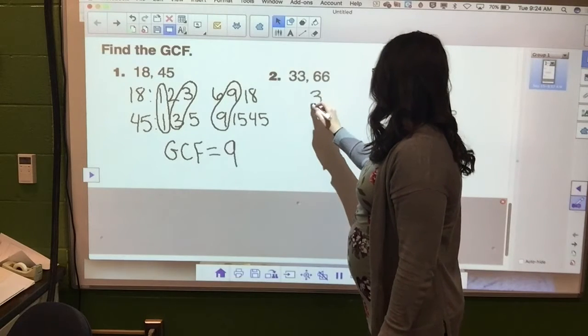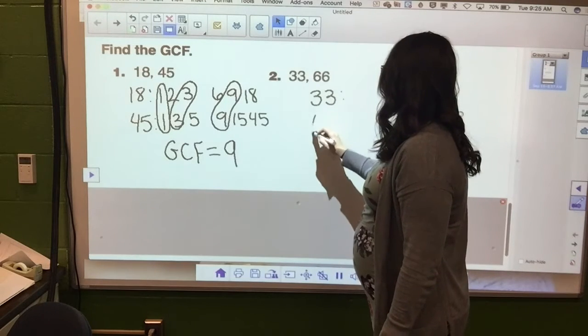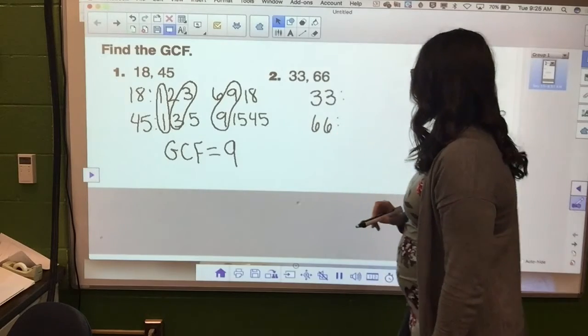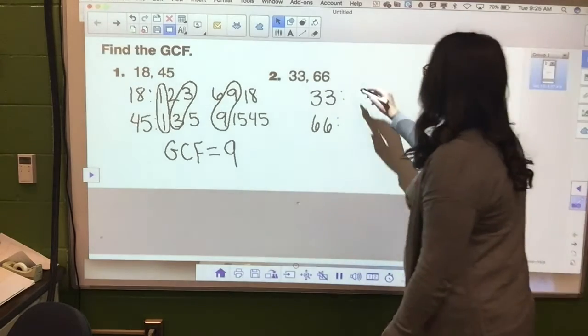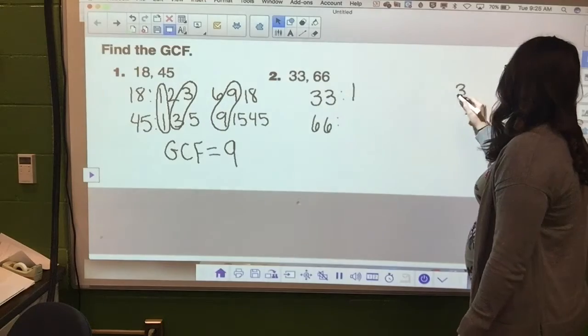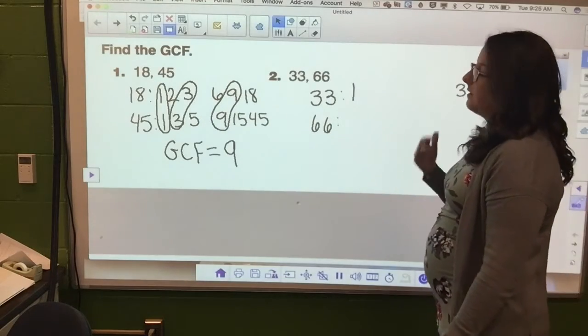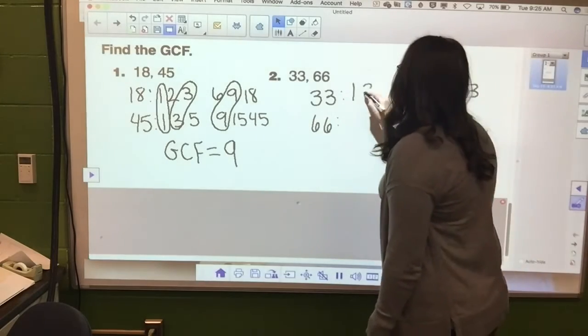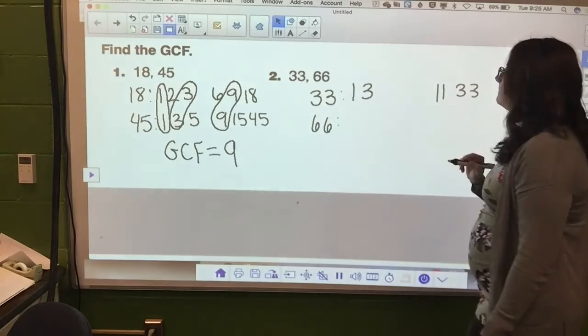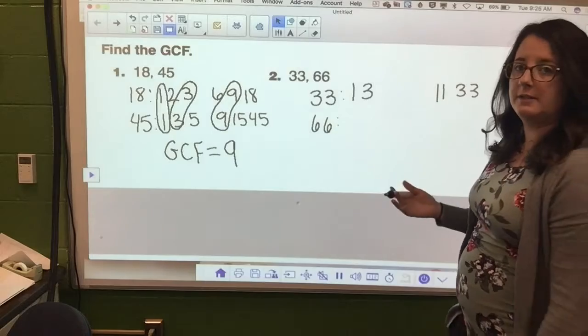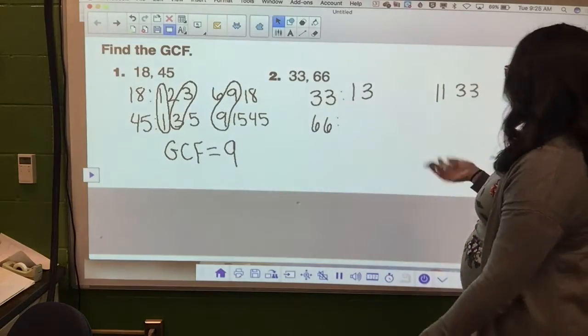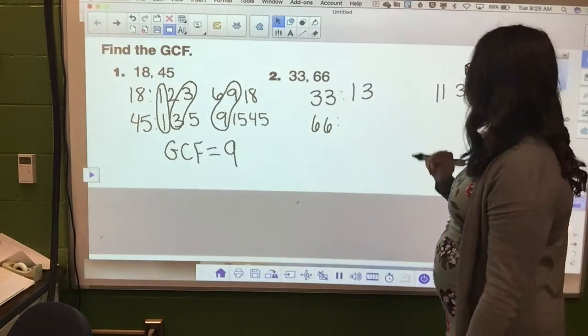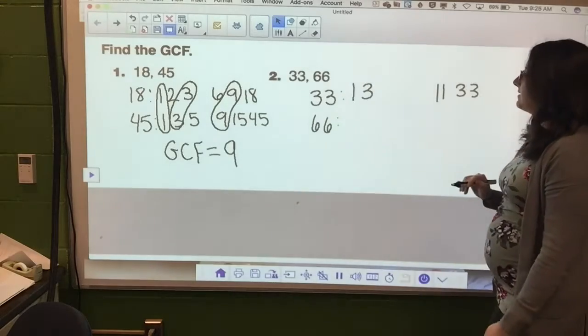Now we're going to 33 and 66. So for 33, we have 1 and 33. Nothing times 2 because it is an odd number. 3 times 11. Nothing times 4, nothing times 5, nothing times 6, nothing times 7, nothing times 8, nothing times 9, nothing times 10. So those are our factors.